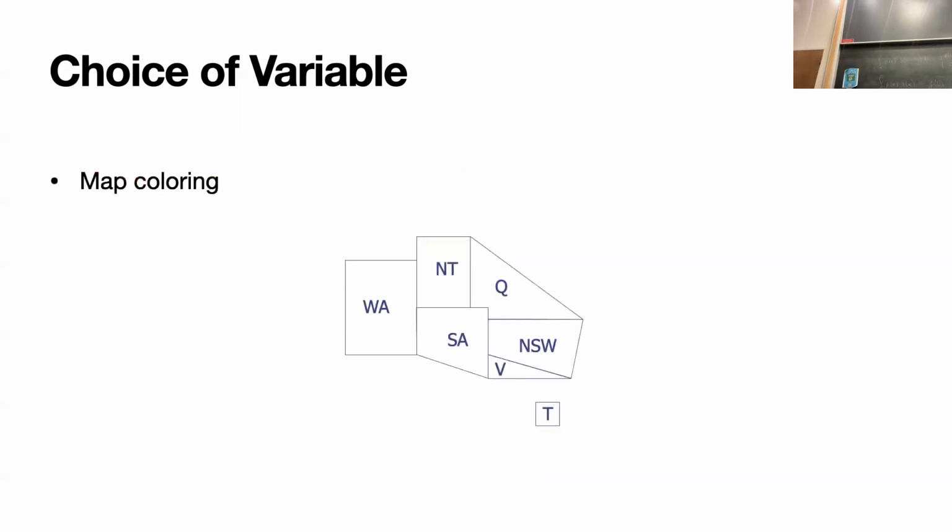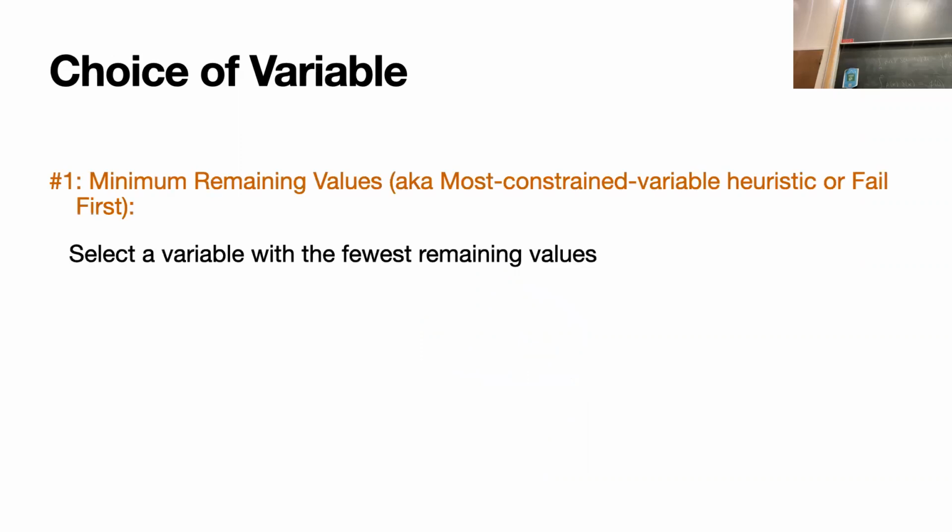So what does that look like? If we go back to the map here, the variable that has the least amount of values that it can be colored is SA. Why is that? Well, because it's already bordered by two territories that are already colored. And in fact, the only color it can be is blue, right? It's the most constrained variable. So that is our first idea for thinking about the most constrained variable heuristic, or the one that has the least remaining values.